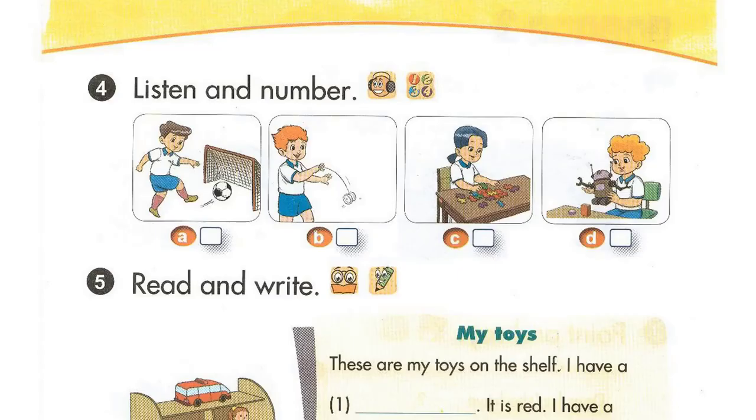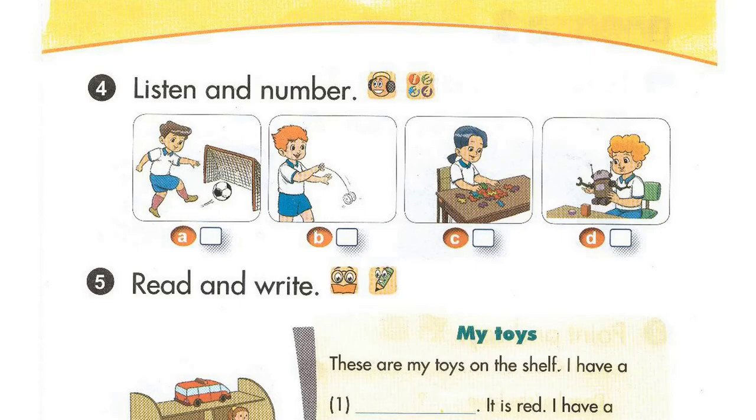Page 31. Lesson 1. Activity 4. Listen and number. 1. Do you have a puzzle? Yes, I do. 2. Do you have a yo-yo? No, I don't. I have a robot. 3. Do you have a ball? Yes, I do. 4. Do you have a car? No, I don't. I have a yo-yo.